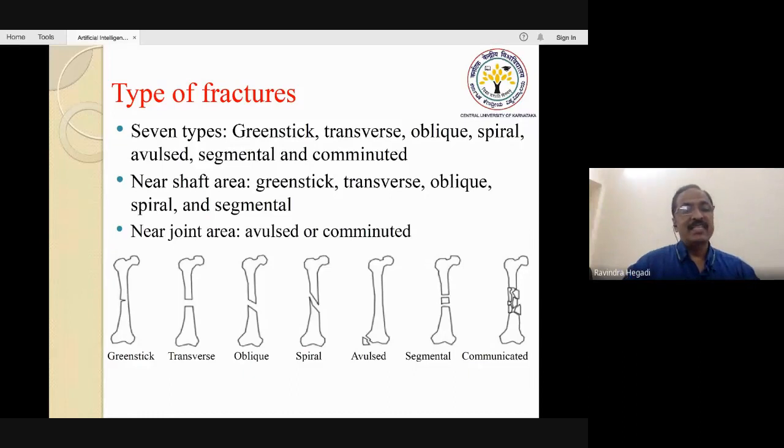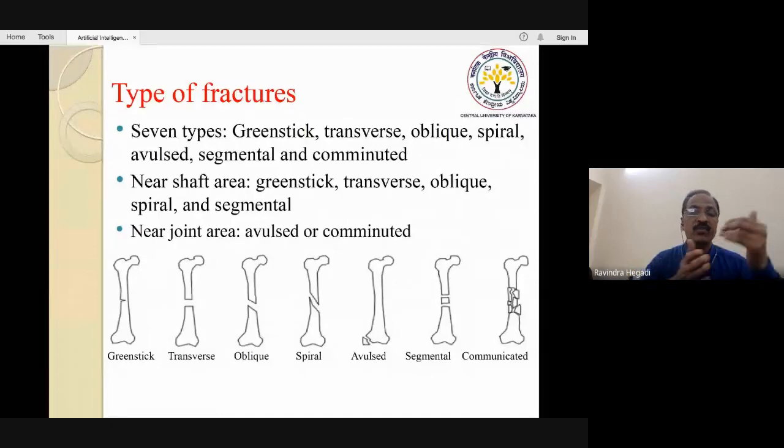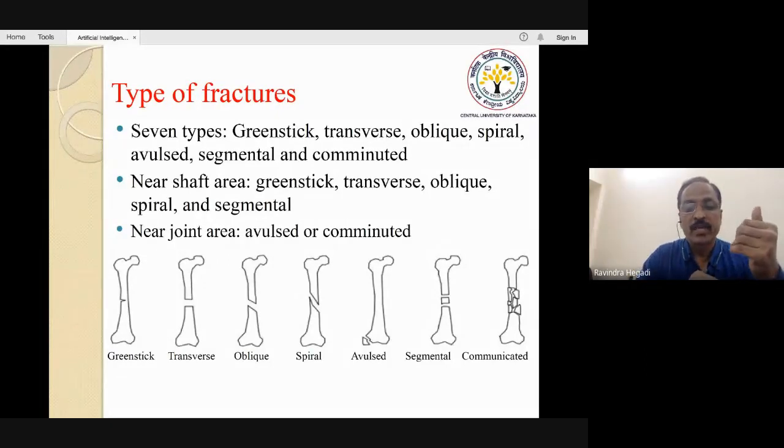The first one is greenstick. Actually the bones are not broken, but there are cracks on the bones. In the greenstick fracture, you can see a small crack has happened in the bone. But if the bone breaks into two, one completely broken, horizontally broken part, then it is known as a transverse fracture. Then suppose a cross cut has happened, we call that an oblique. Then if a severe cross has happened, it is called spiral.